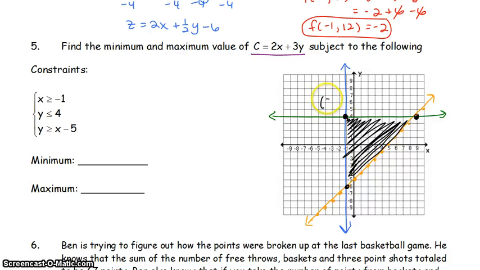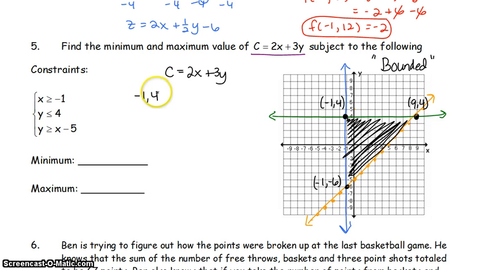So I've got (-1, 4) as a point, (-1, -6), and (9, 4). Because this is a bounded graph, I know that I'm going to have a minimum and a maximum. If it was unbounded, I would only have one or the other. So we take our objective function and we plug in our points.